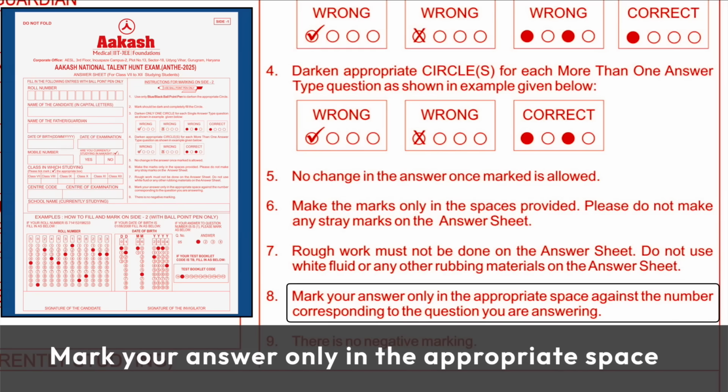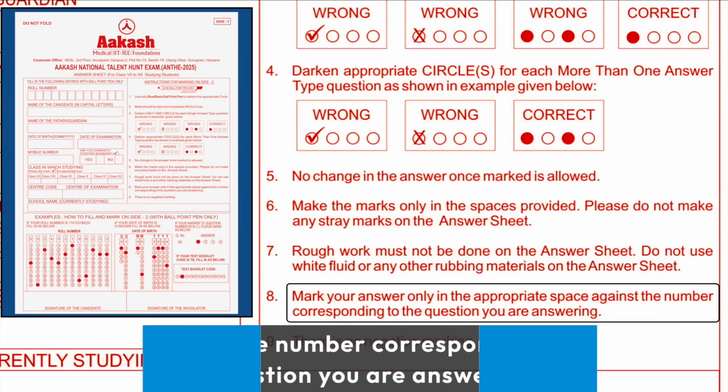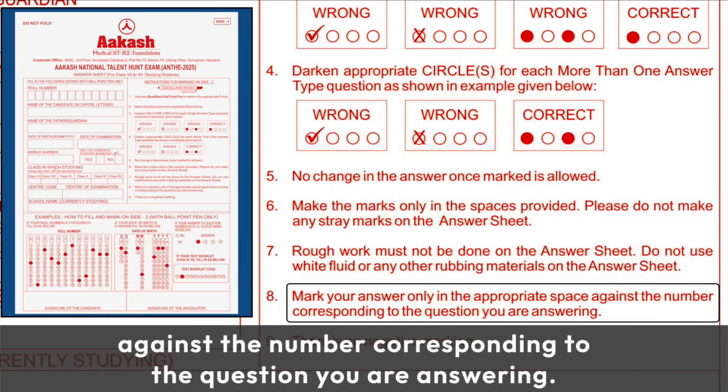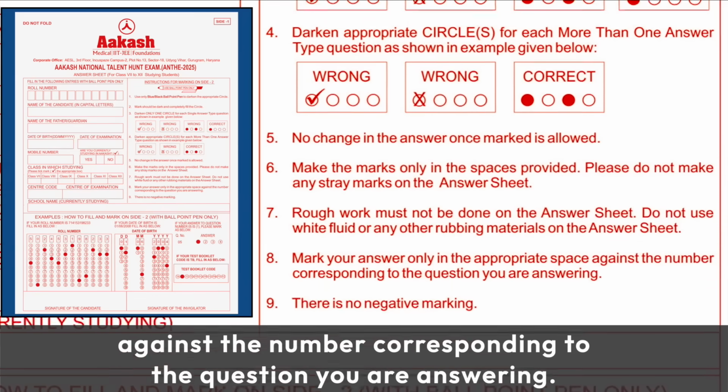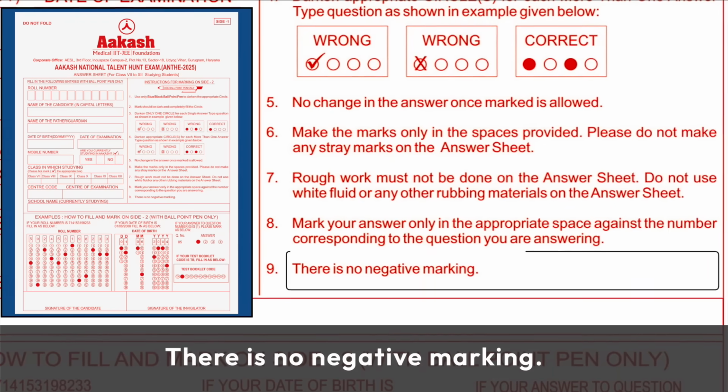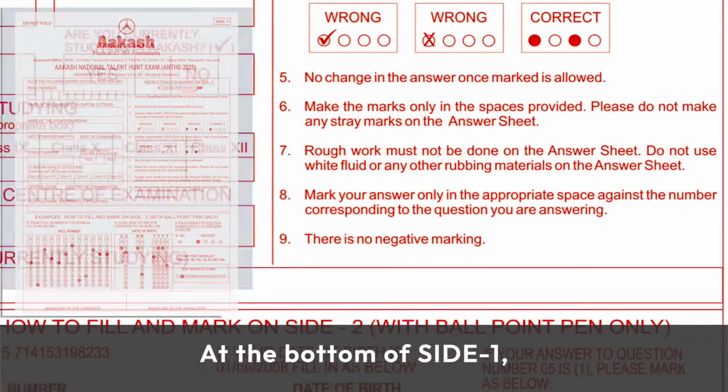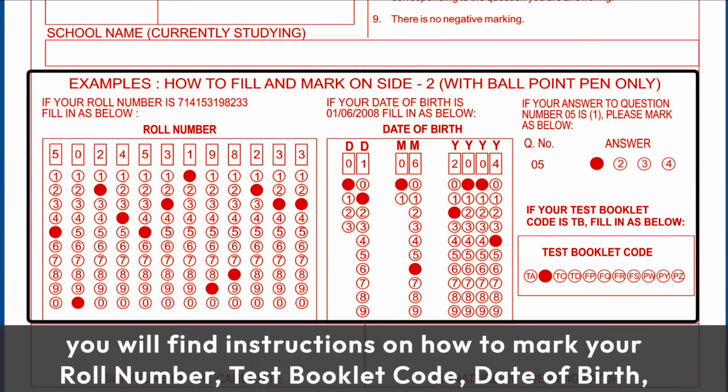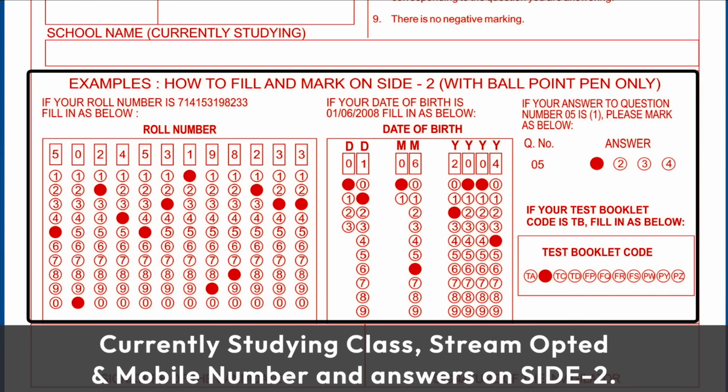Mark your answer only in the appropriate space against the number corresponding to the question you are answering. There is no negative marking. At the bottom of side 1, you will find instructions on how to mark your roll number, test booklet code, date of birth, currently studying class, stream opted and mobile number, and answers on side 2.